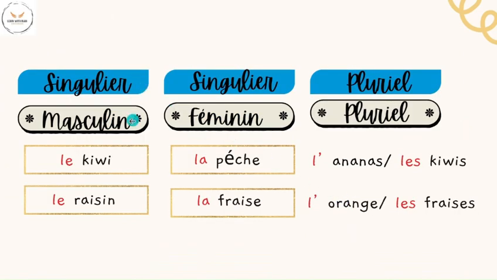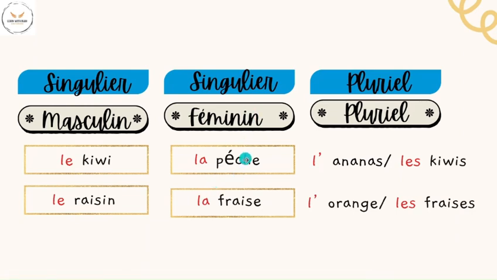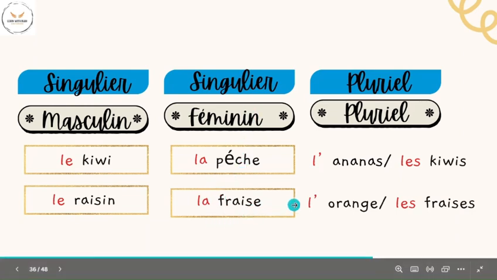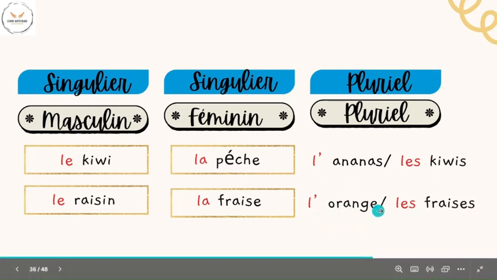Here are some examples. Le kiwi, that is the kiwi in masculine singular, le raisin, that is the grapes, la pêche, the peach in feminine singular, la fraise, the strawberry. So in singular, if there's a vowel or a muted H, we use l' apostrophe to represent the. That is, la banane, the banana, le kiwi, the kiwi, l'orange, the orange, and les fraises, the strawberries.